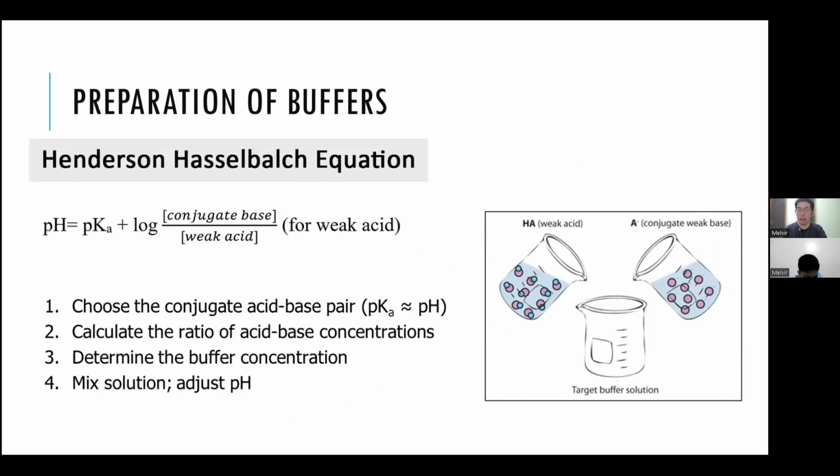So last meeting, dito tayo nagtapos: how we will prepare the buffers using the Henderson-Hasselbalch equation. Like what I mentioned, number one, know first your target pH. Pag alam mo na yung target pH mo, hahanap ka ng weak acid na ang pKa niya ay near sa target pH mo. Pakitandaan yan, Josh. Once you have your weak acid, hahanapin mo na yung conjugate base niya.